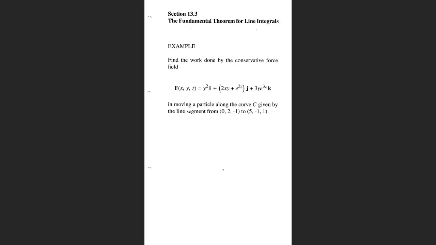Okay, we are recording. Last time we talked about section 13.3, the fundamental theorem for line integrals. We learned that if we have a conservative force field or conservative vector field, then finding the work that force field does in moving a particle along a path in the vector field is very easy to compute using the fundamental theorem of line integrals.